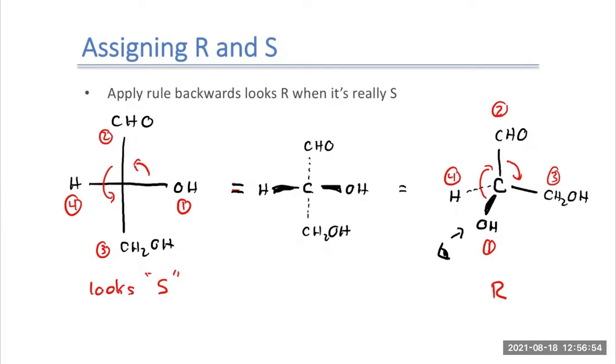So remember, apply the R and S rules backwards when you're in a Fischer projection. When you're in a tetrahedral, apply them like normal. When you're in a Fischer, it's really the opposite.